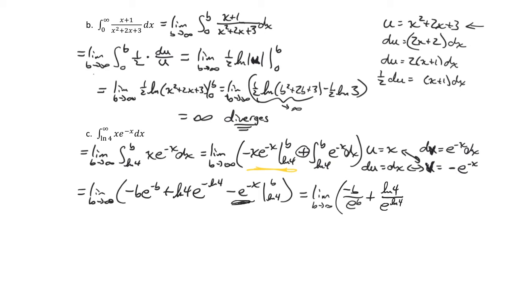We've got to be careful again that when x is b, we'll get negative e to the negative b. But then when x is the natural log of 4, we're supposed to be subtracting. So let's just put parentheses there to be safe, minus e to the negative natural log of 4.